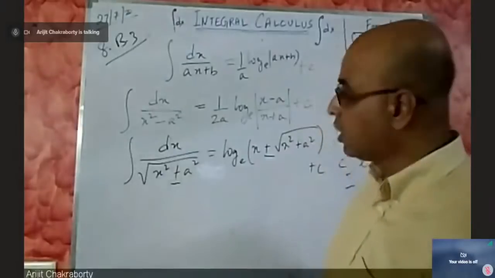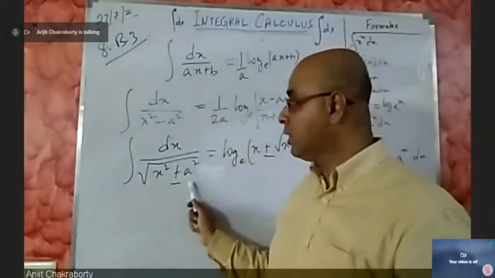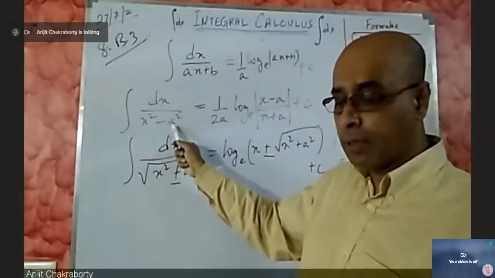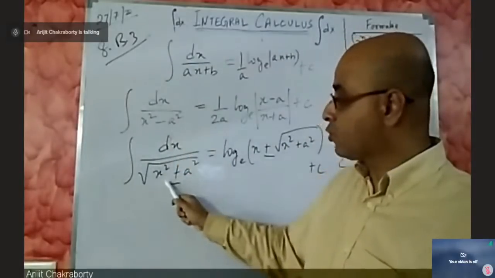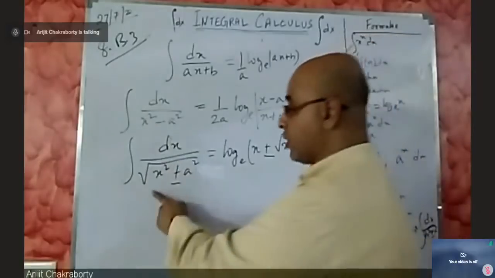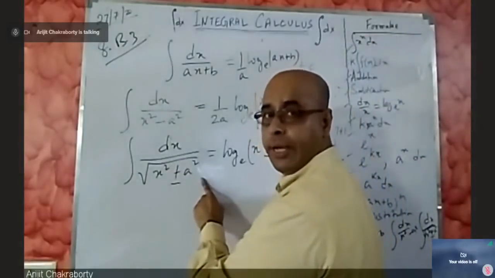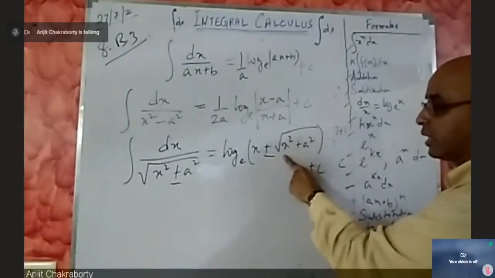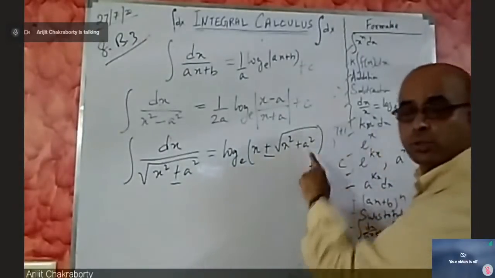So we are focusing on this one and this one, x square minus a square, and we are taking up the square root of x square plus minus a square, and the result is in front of you, log x plus minus the square root of x square plus a square. Fine.